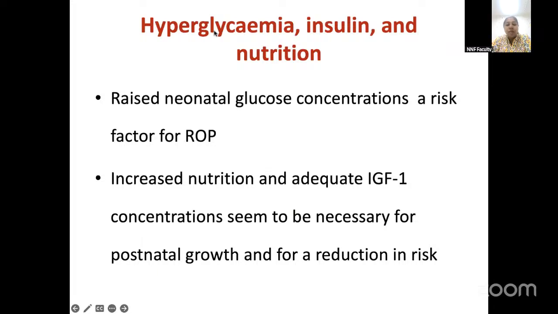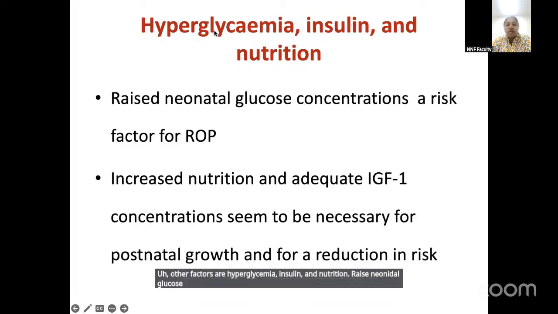Other factors are hyperglycemia, insulin, and nutrition. With raised neonatal glucose concentrations, there is a high risk for ROP, and increased nutrition and adequate IGF-1 concentration seem to be necessary for postnatal growth and the reduction in the risk of ROP.